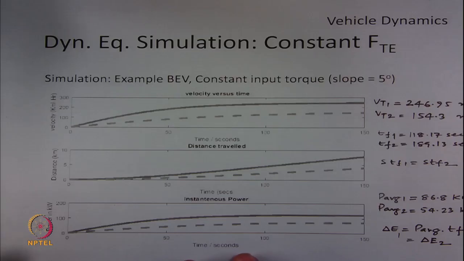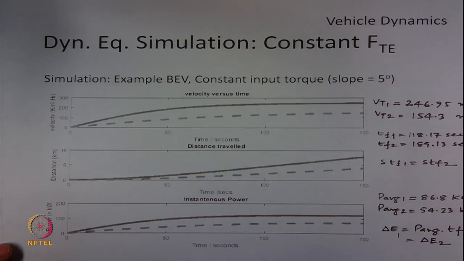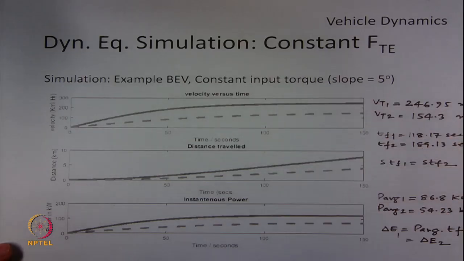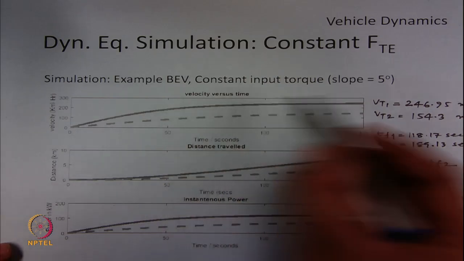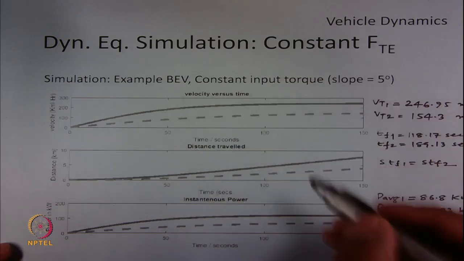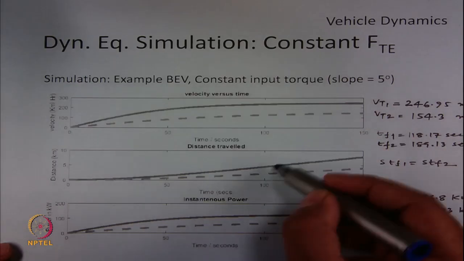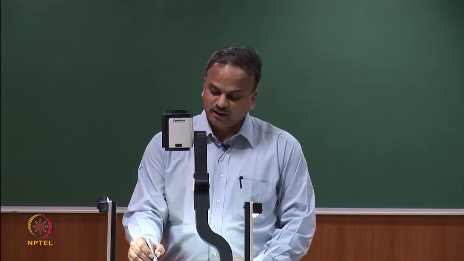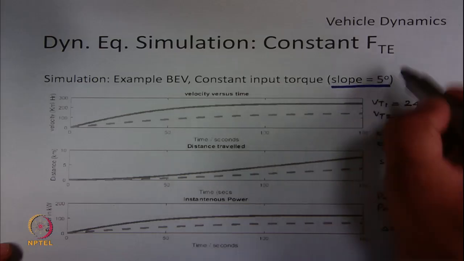So, it will also be an interesting idea to see all these graphs together in a single sheet. The bold graph is the one we have seen in the previous 3 graphs. So, let us take an example where the same vehicle is traveling on a constant slope of 5 degrees.